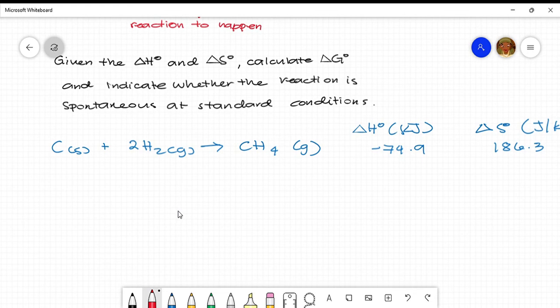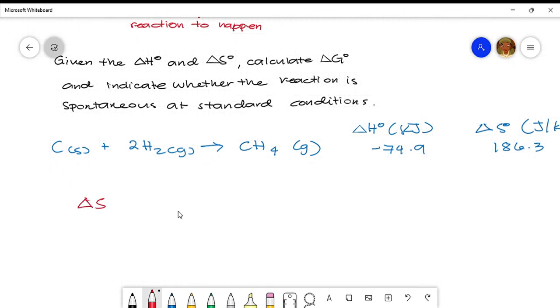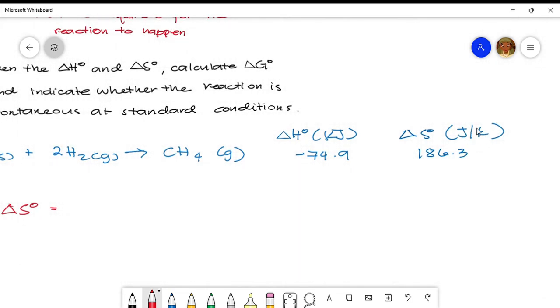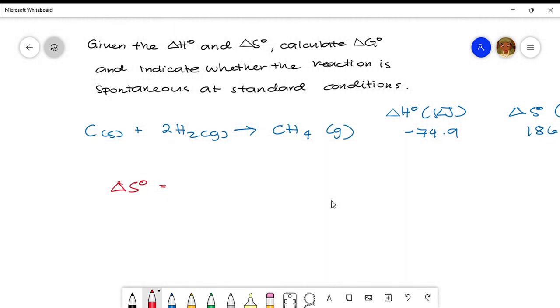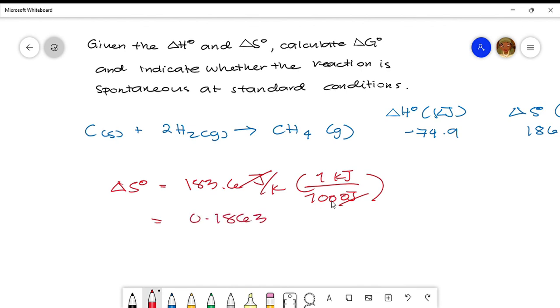we have to solve for the standard entropy of the reaction. It's actually given here in joules per Kelvin. So note that it's joules per Kelvin. It's already given, but the unit is joules per Kelvin, and we want this to be kilojoules. So what we do here is simply to convert this one. We have 183.6 joule per Kelvin times 1 kilojoule over 1000 joules. So we cancel common units, and then we will have 0.1863 kilojoule per Kelvin.